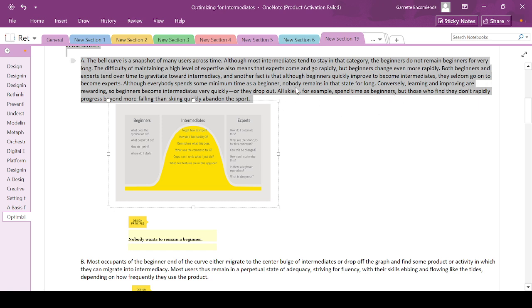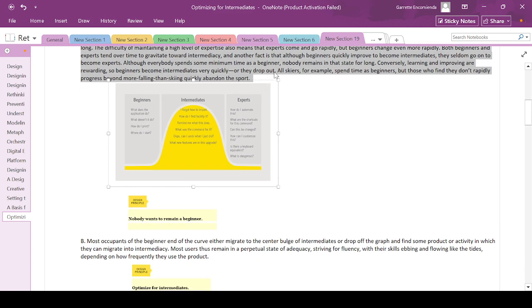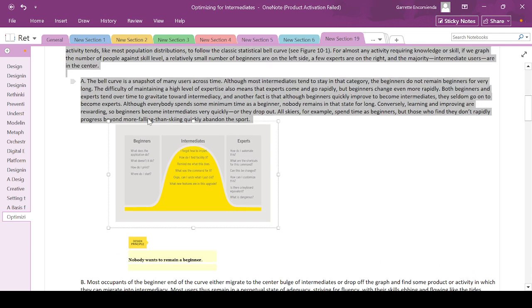So another thing is that all the beginners quickly improve to become intermediates. They seldom go on to become experts. Although everybody spends some minimum time as a beginner, nobody remains in that state for long. Conversely, learning and improving are rewarding, so beginners become intermediates very quickly or they drop out. So that's the psychology: if your beginner could not become intermediate, they will quit using your product.